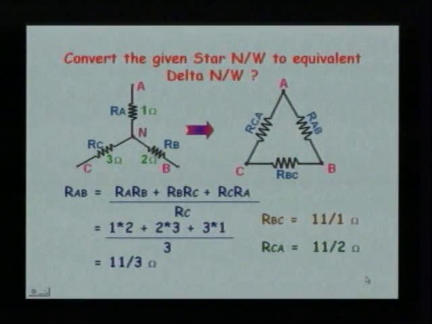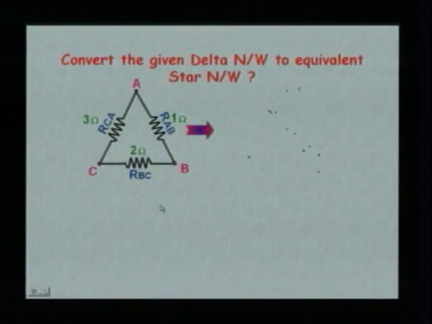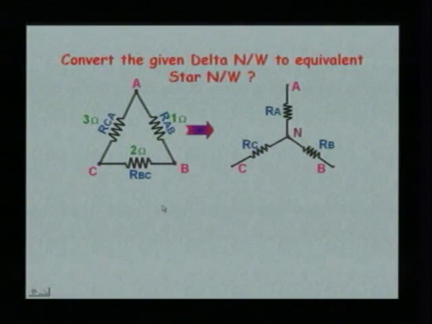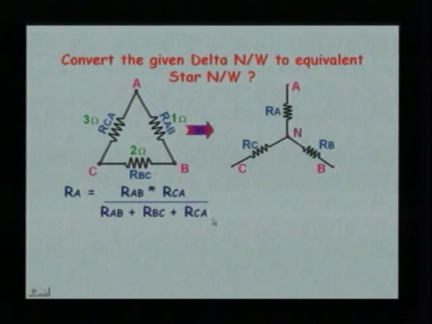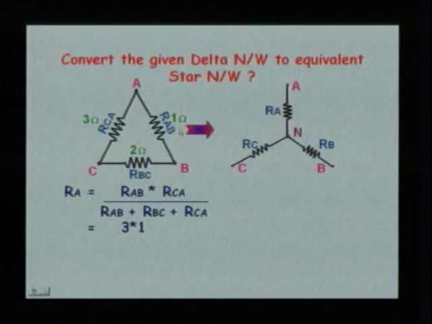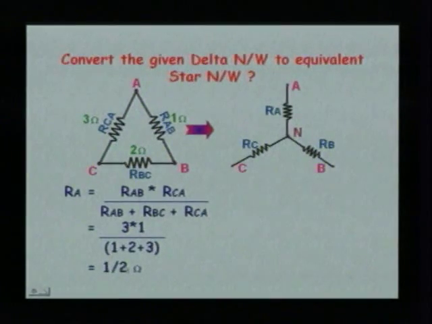Now, let us convert a given delta network into a star network. If I have RAB as 1 ohm, RBC as 2, RCA as 3, we want to find the equivalent star network, which can be found by RA equal to RAB into RCA divided by RAB plus RBC plus RCA, isn't it? If you want RA, take the adjacent arms RAB and RCA divided by the sum of all the arms. Let us put in the values and solve: RAB into RCA, that is 1 into 3, divided by 1 plus 2 plus 3, which comes to 3 by 6, which is 1 by 2 ohms.